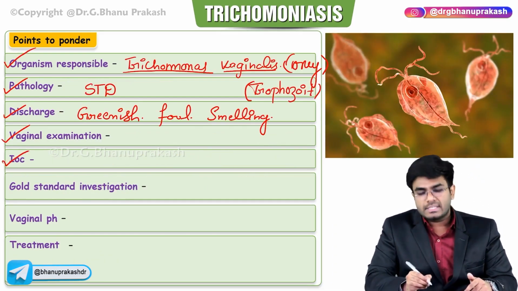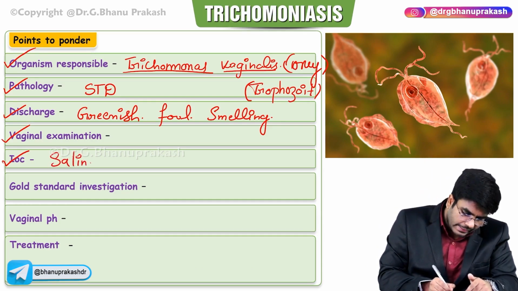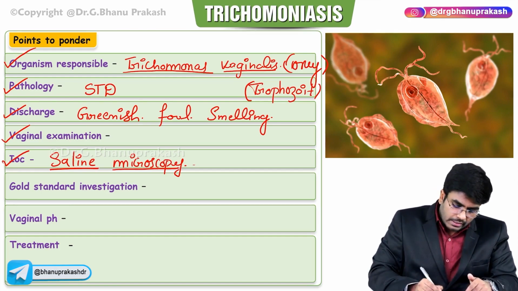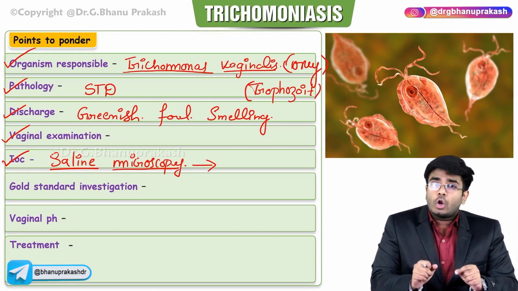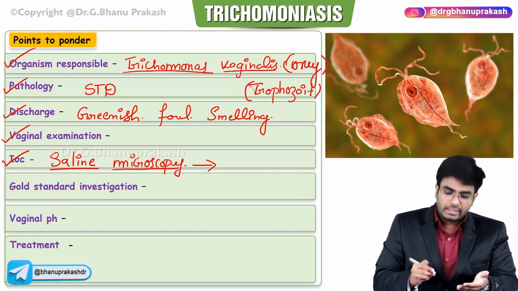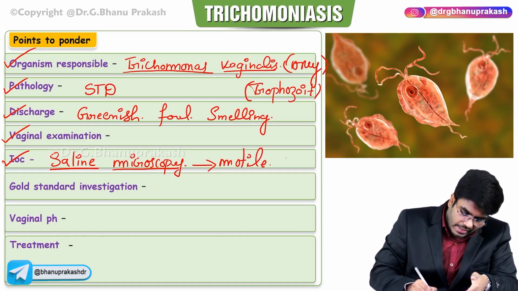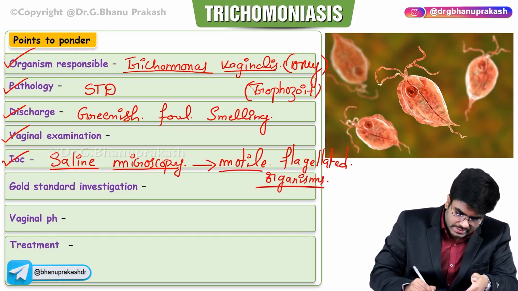Now please concentrate. What about the investigation of choice? The investigation of choice is again saline microscopy here. Now what you can see in the saline microscopy, guys, is a flagellated organism. If it's a flagellated organism, will it move or not? Yes, definitely in this discharge it is moving. So what you can see is motile flagellated organisms. Okay, so this is what you can see in the saline microscopy.